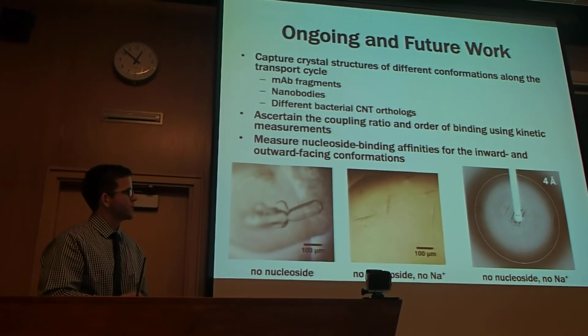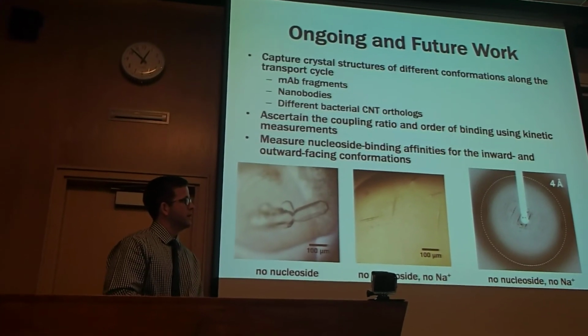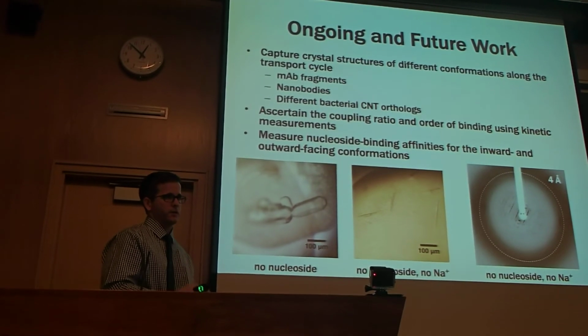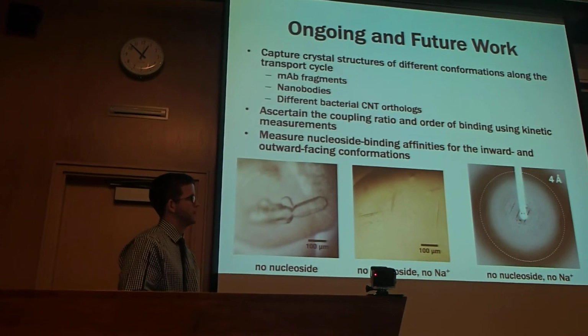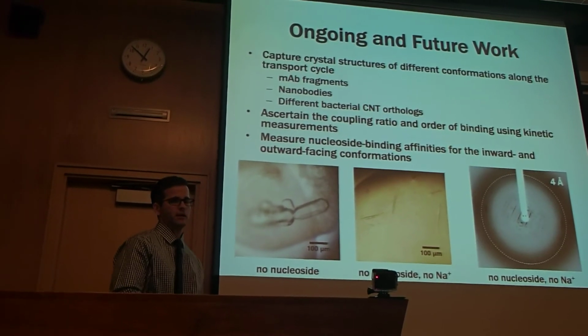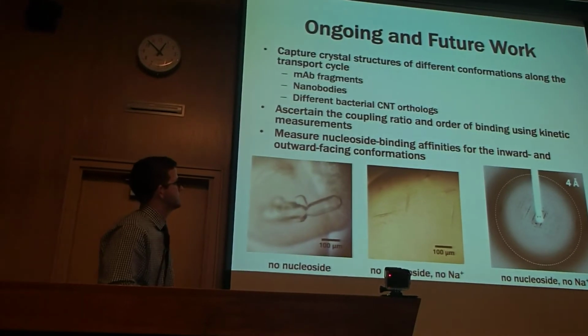So we're hoping that we're going to be able to get a crystal structure very soon that will, at the very least, we expect to see some local conformational changes around the sodium and nucleoside binding sites, but it could even adopt an outward-facing conformation that's very different from our inward-facing crystal structure of VCCNT that we already have.